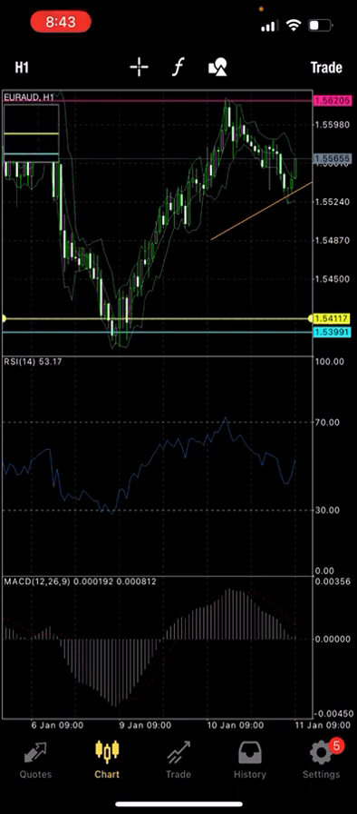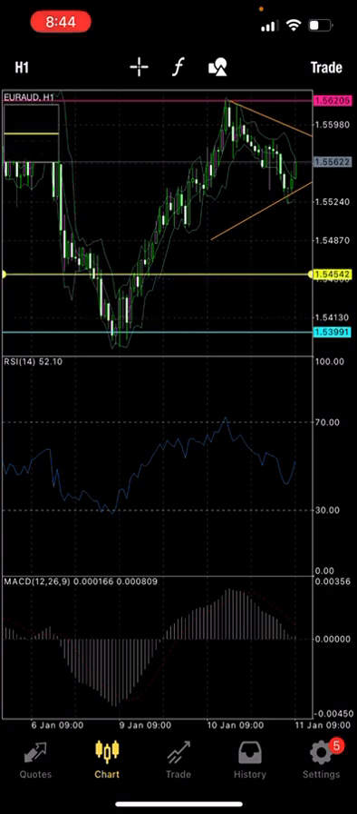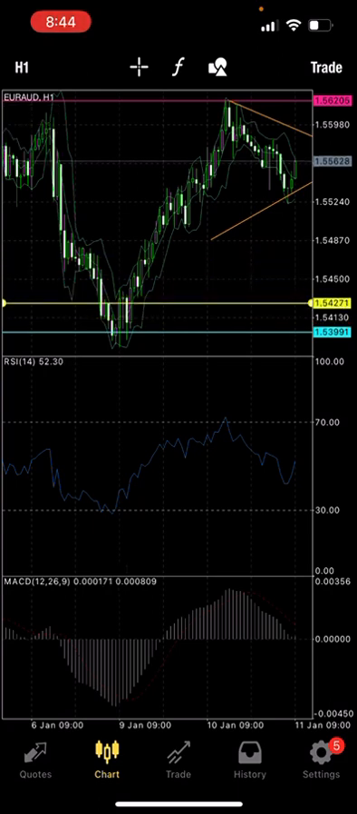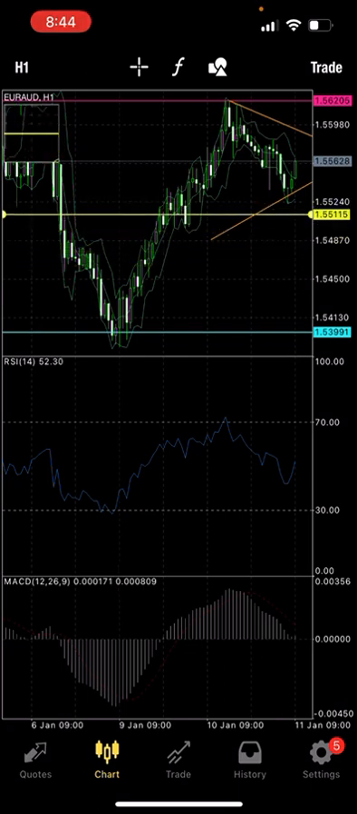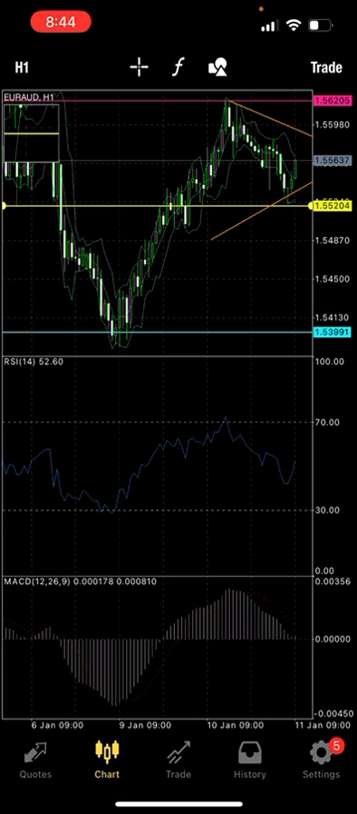And then we're going to see something that looks like this. After creating the high that we're looking for, there will be something that looks like this. Then we're going to break this yellow line. This yellow line is going to be our entry.